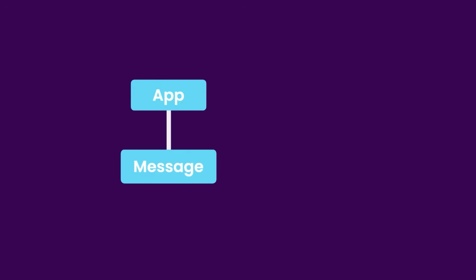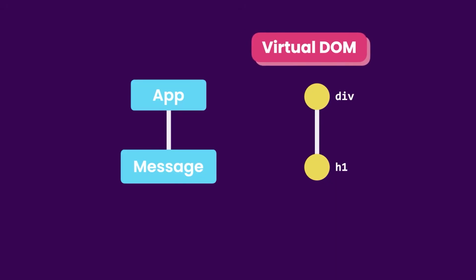So currently we have a component tree with the app being the root or top-level component and the message being a child. When our application starts, React takes this component tree and builds a JavaScript data structure called the virtual DOM. This virtual DOM is different from the actual DOM in the browser. It's a lightweight in-memory representation of our component tree where each node represents a component and its properties.